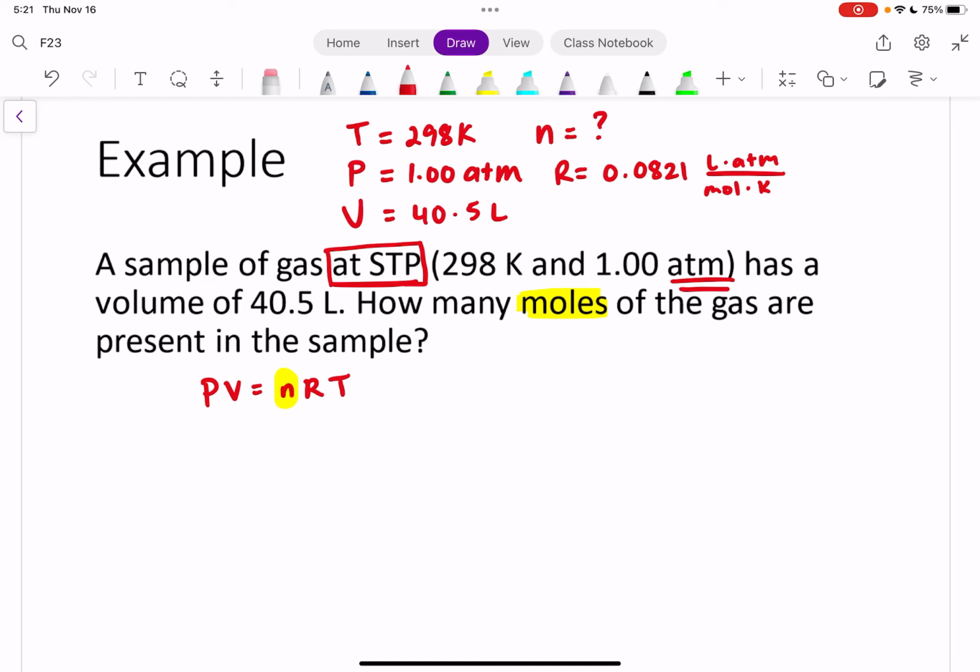And we can plug in all of those values and solve for our unknown, which is n in this case. So again, I'm going to divide both sides by R and T to get n alone. And that's going to give me n equals PV over RT. And now let's solve for n.